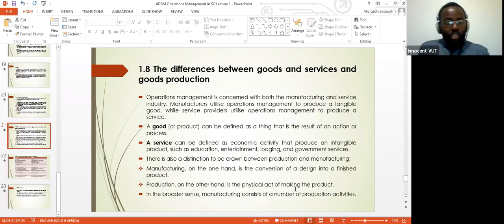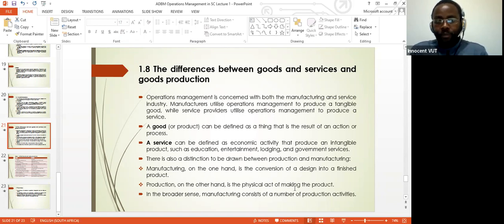Right, so the last section that we are looking at is the differences between goods and services, and goods production. Operations management is concerned with both the manufacturing and service industry. We have said this. Manufacturers utilize operations management to produce a tangible good, while service providers utilize operations management to produce a service.